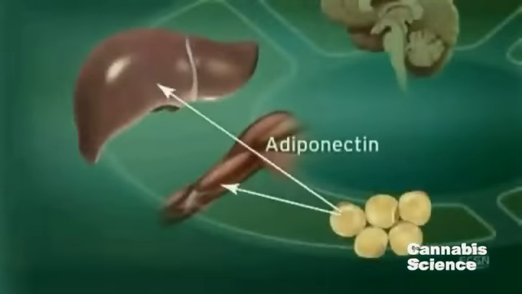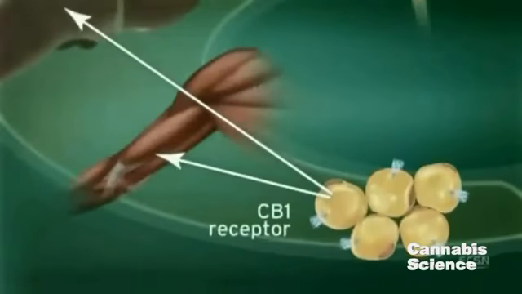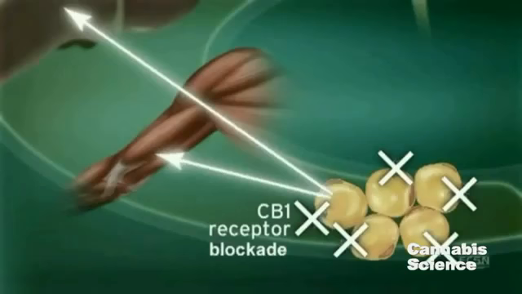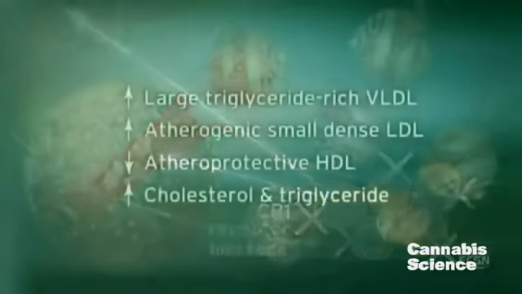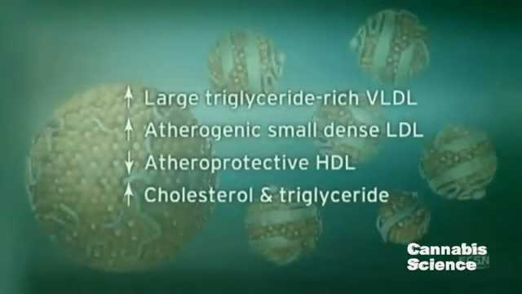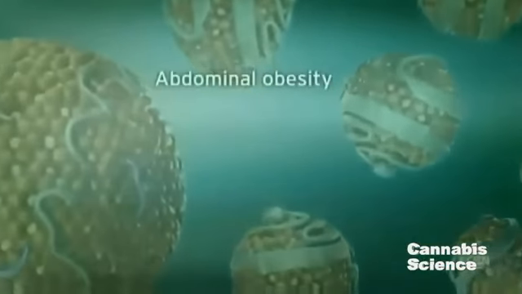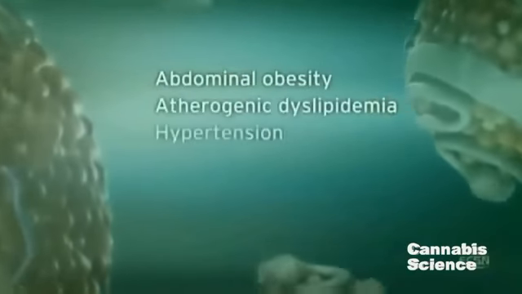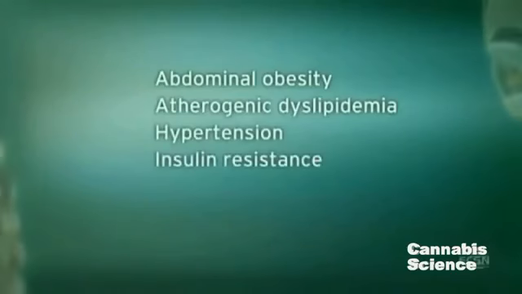Adiponectin, another hormone secreted by adipocytes, regulates lipid and glucose metabolism. Adiponectin is believed to regulate fatty acid oxidation in muscle and liver, thus improving insulin sensitivity. CB1 receptor stimulation in adipocytes reduces adiponectin, while CB1 blockade increases adiponectin synthesis. Metabolic dysregulation leads to a constellation of symptoms including abdominal obesity, atherogenic dyslipidemia, hypertension, insulin resistance, prothrombotic state, and pro-inflammatory state.